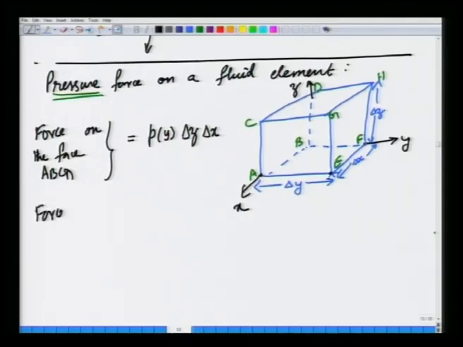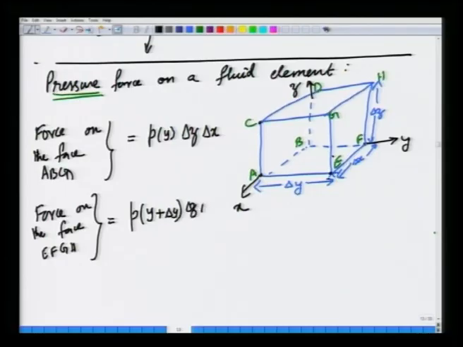The force on the phase EFGH is nothing but, in general the pressure will vary from this point to this point. So, we write this as P of y plus delta y times delta z times delta x.